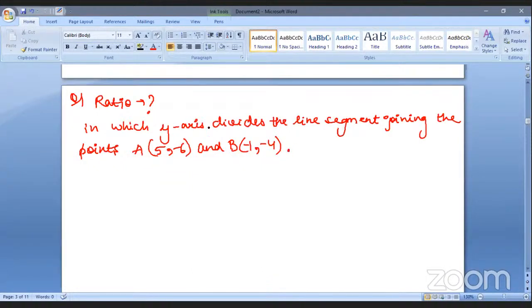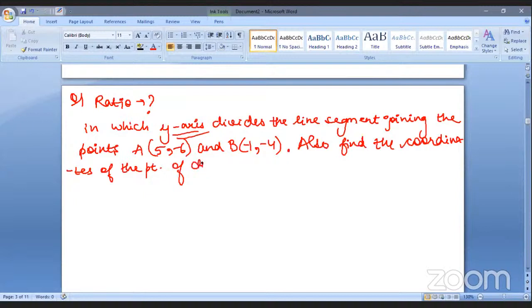So what do we need to find? The ratio in which the y-axis divides the line segment joining the points A and B. You can start with the question. I'm also writing one more part: also find the coordinates of the point of division. Ratio and the coordinates. Find it out.